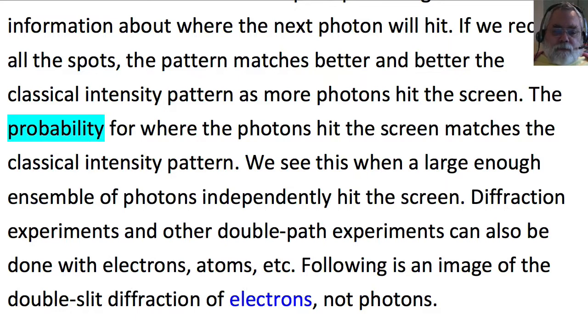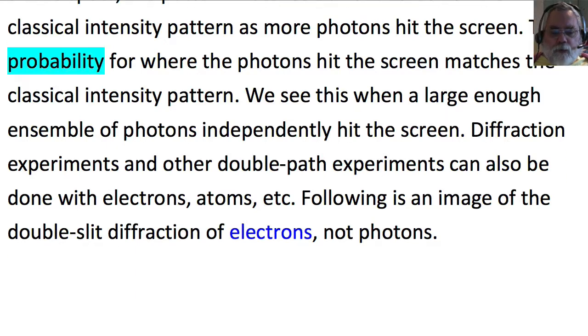Diffraction experiments and other double path experiments can also be done with electrons, atoms, etc. Following is an image of the double-slit diffraction of electrons, not photons.